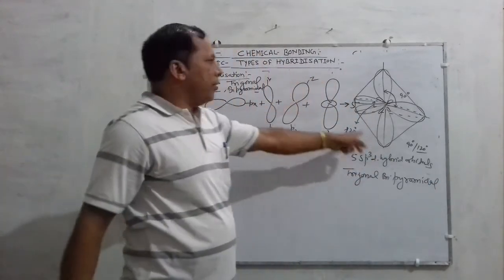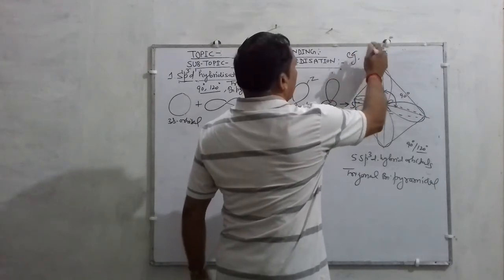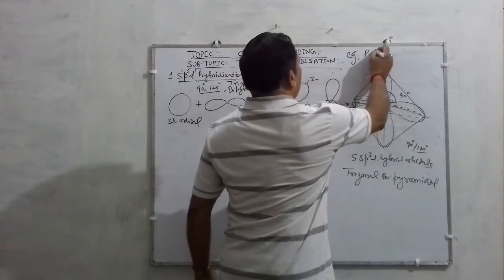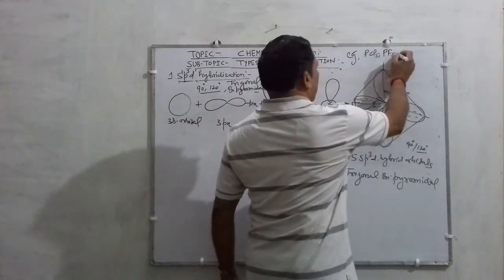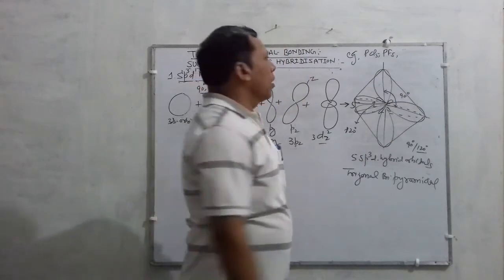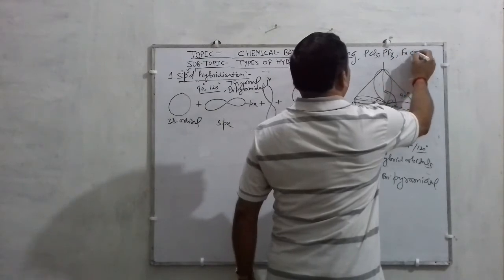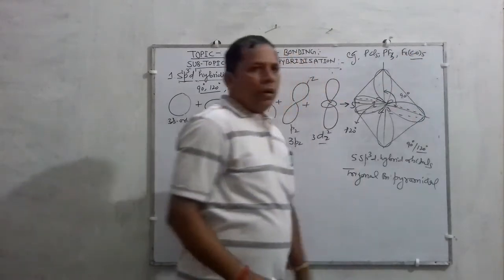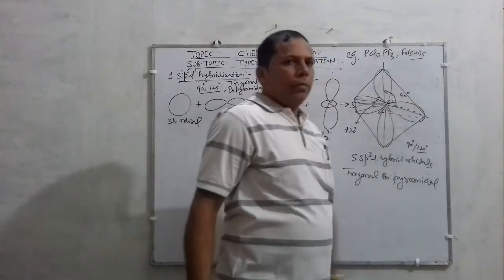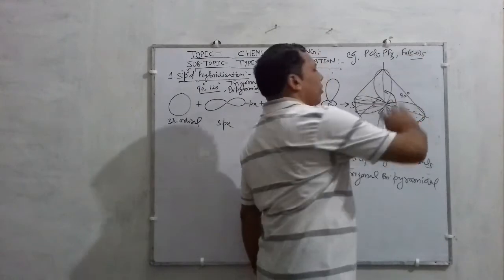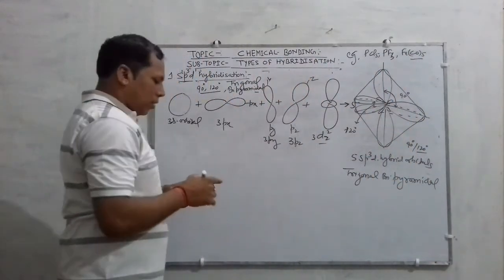Some good examples of sp3d hybridization are PCl5, called phosphorus pentachloride. Similarly, PF5, phosphorus pentafluoride. You have also heard the name of Fe(CO)5, called iron pentacarbonyl. These are good examples of sp3d hybridization.